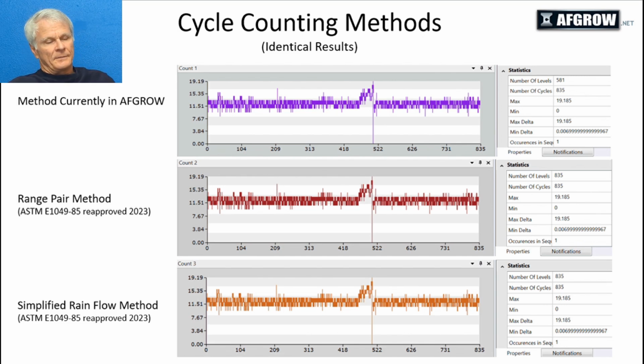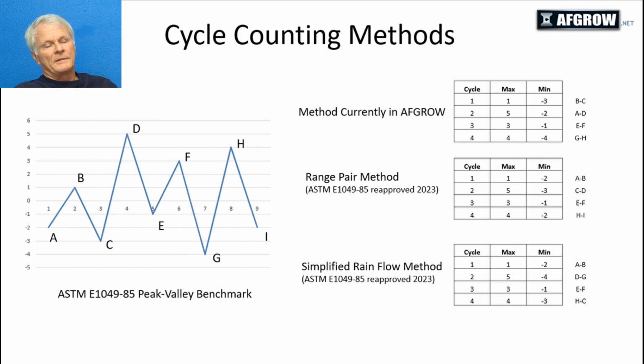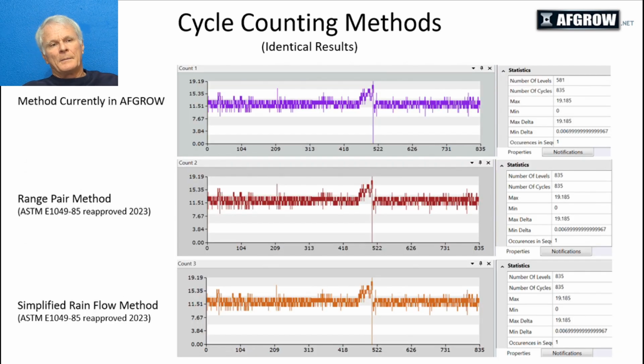So in that previous case, that was the benchmark. That's not a typical kind of thing you would see from a G recorder, for example. But that is the benchmark that's used in the standards, so I'm showing that here. But when you get to these type spectra, it turns out that all those methods ended up with the same result.